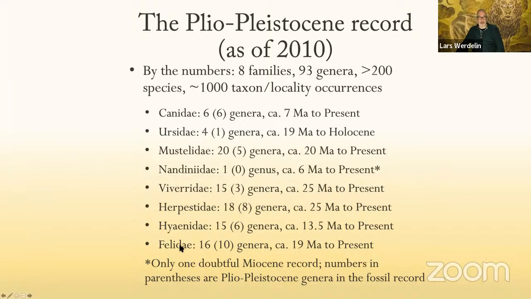And then, of course, Felidae, which is the family that we all think of when we think of carnivores, I think, them and the hyenas. And they're known from 10 genera in the Pliocene and a few additional ones in the Miocene. So it is a rich record.